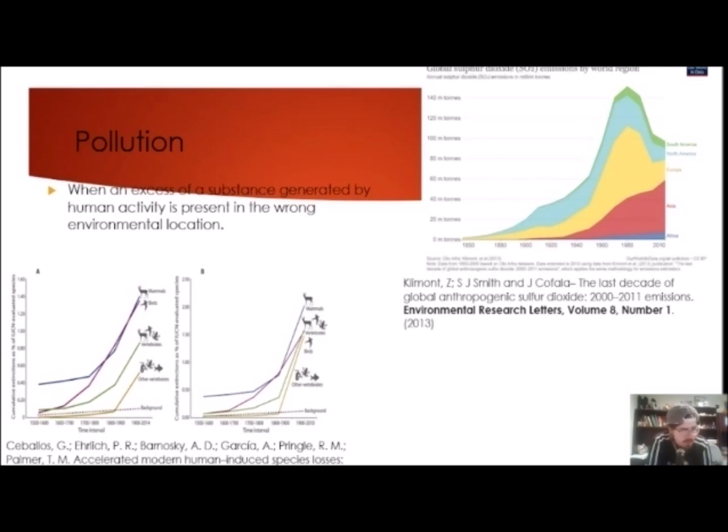So our definition specifies that it's anthropogenic, that it's not natural. It's not a volcano. A forest fire started by lightning would not be pollution. We can't really help that. That's part of the forest's natural process. However, wildfires sparked by human negligence would be forms of pollution.